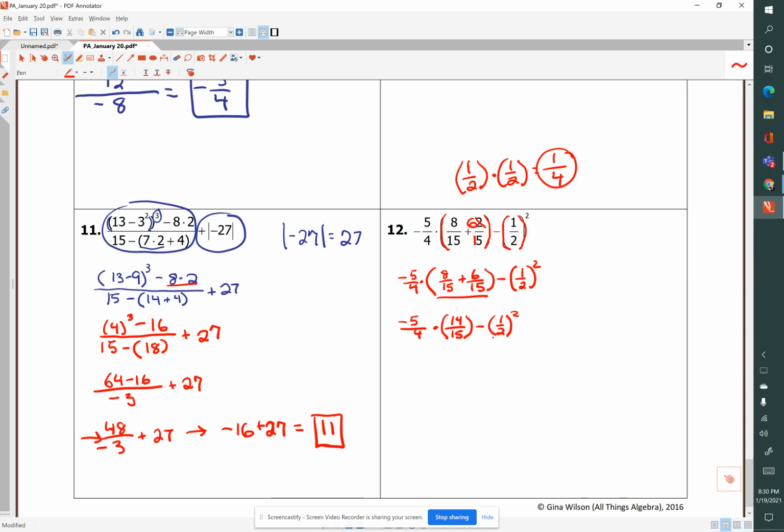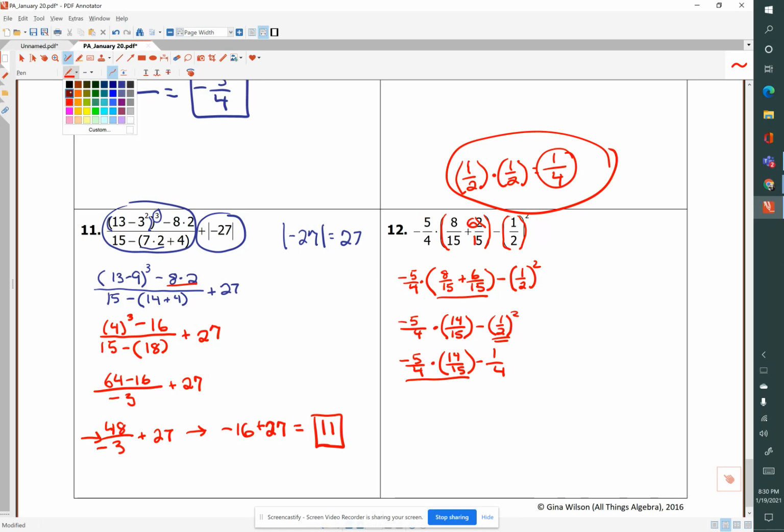And let's do this 1/2 to the second power. So we have -5/4 times 14/15 minus 1/2 times 1/2. We did that up here. It's 1/4. Okay, we have to do the multiplication first. So I'm going to kind of have a little sidebar. I'll bring it over here.